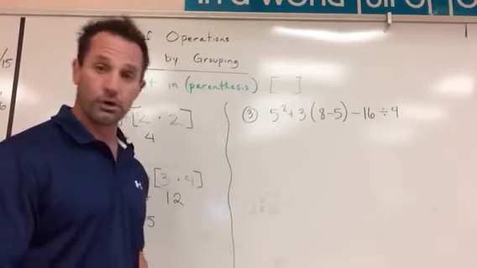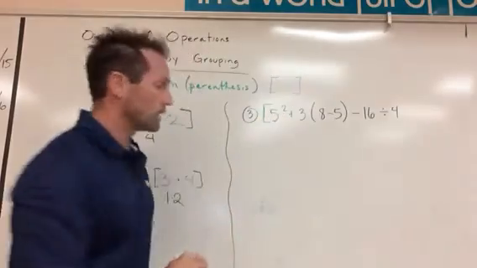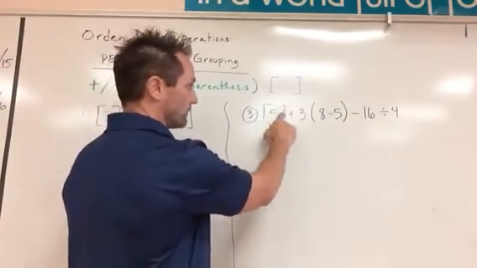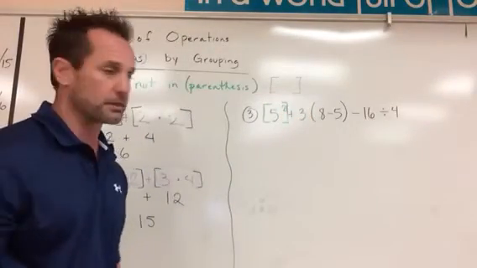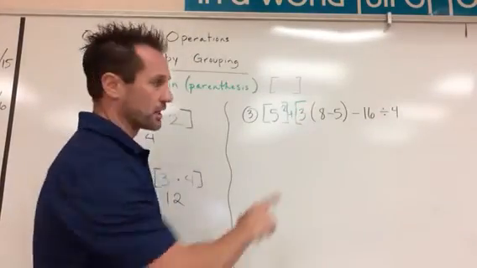The first one, we always start at the beginning of the problem, and we go until we see an addition or subtraction sign. So we're going to go 5 to the second power, addition sign. I'm going to end my spot right there. I'm going to start another one, and I'm going to go until I see another addition or subtraction sign.